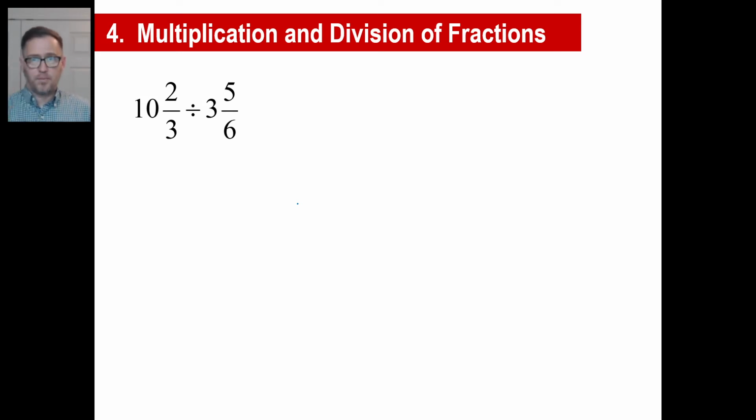Same exact kind of problem, right? Except we're dividing, which means we're going to do what to the second fraction? Flip it and multiply. Yep, okay. I'm assuming you said flip it and multiply. If you said stick it in a cheese grater, that's wrong. You're not going to stick it in a cheese grater.